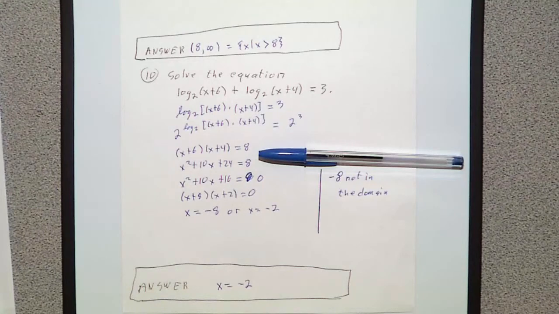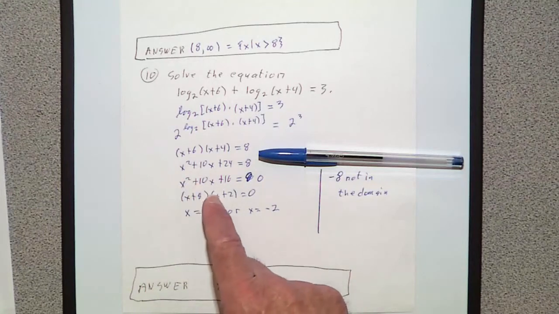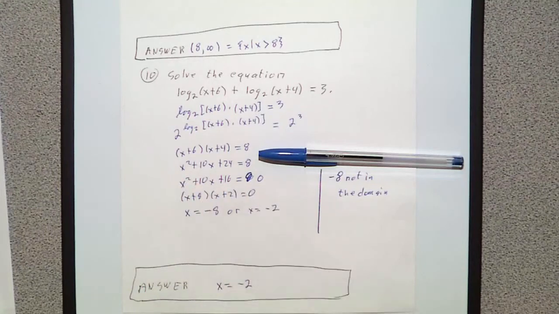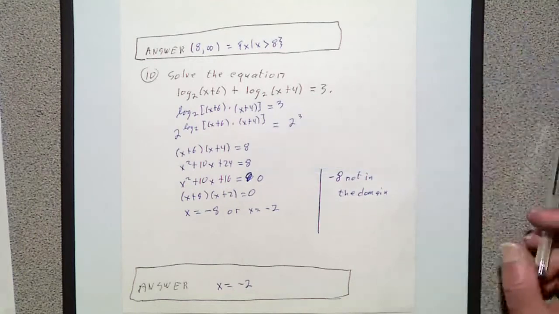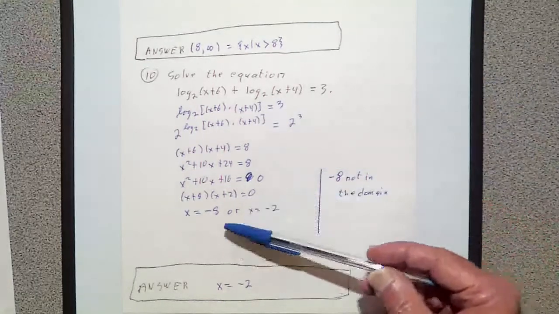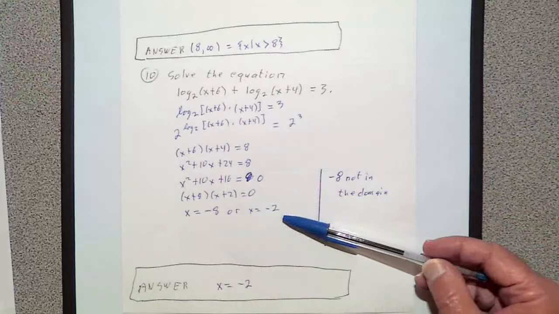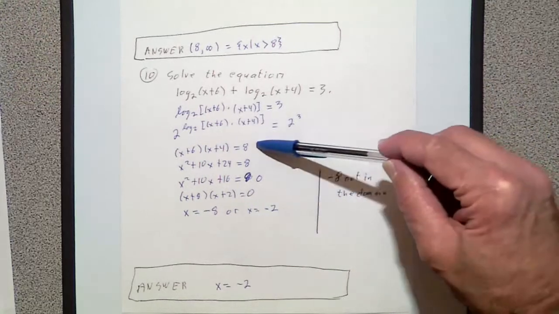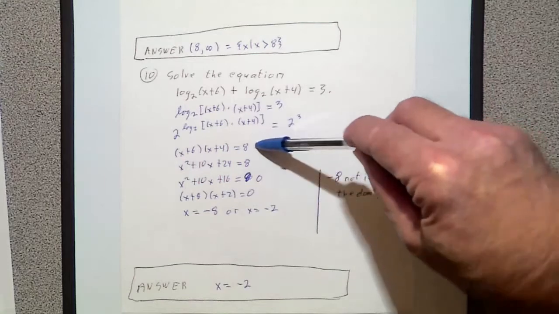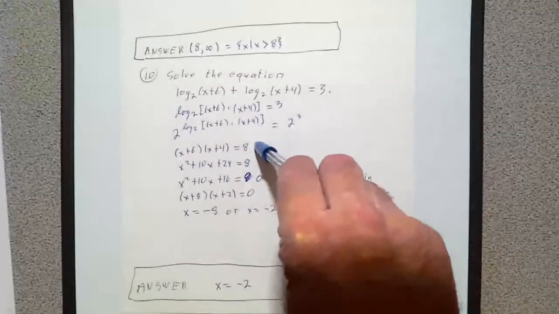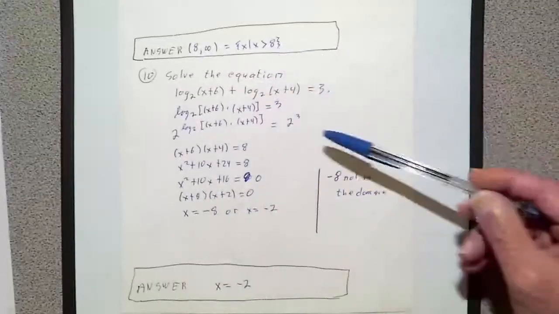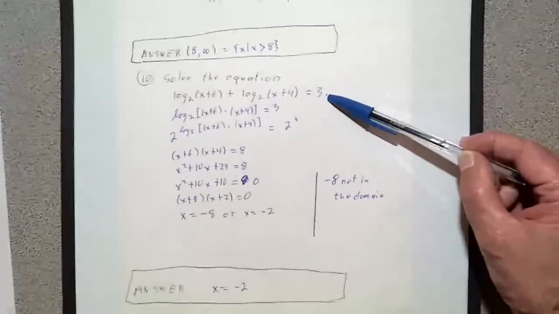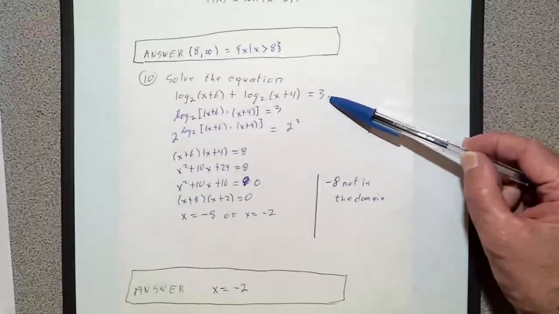Yeah, this is quadratic. X squared plus 10x plus 16 is 0. You could use the quadratic formula, or you could factor, and you get x is minus 8 or x is minus 2. That means this quadratic equation has 2 solutions, negative 8 and negative 2, but you've got to check the domain here.